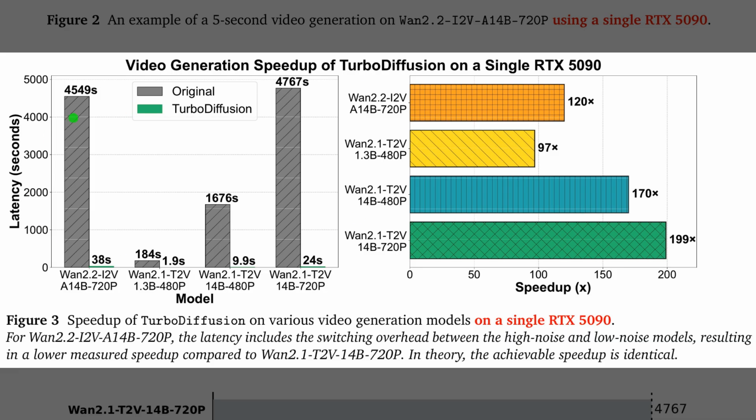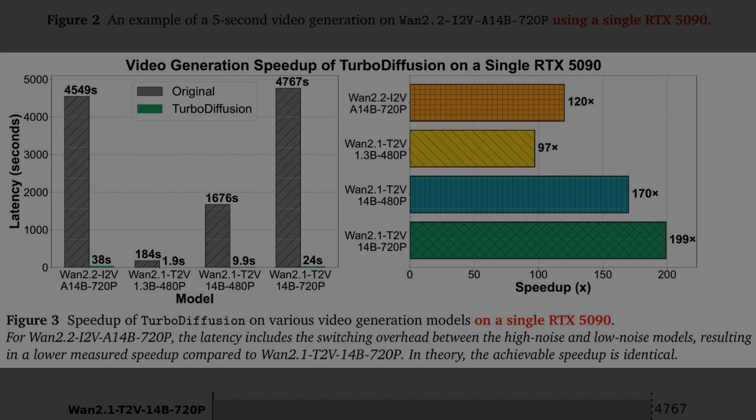Figure 3 shows that the claimed speedups hold across multiple video diffusion models, not just one cherry-picked demo. The left plot compares raw latency, where TurboDiffusion drops runs from thousands of seconds down to tens of seconds on the biggest models. The right plot converts that into speedup bars, reaching about 200 times on WAN 2.1, text to video 14B 720p. The caption notes one caveat. WAN 2.2 image to video includes model switching overhead, so its measured gain looks smaller.